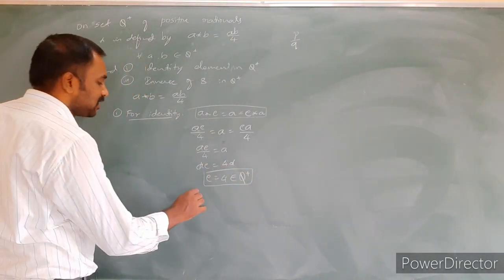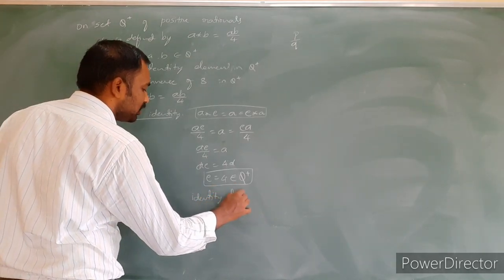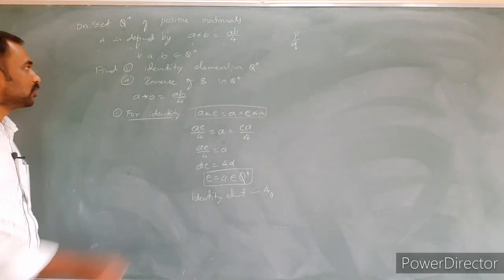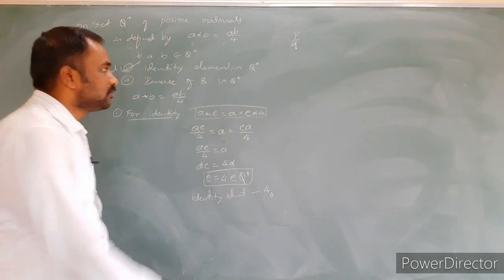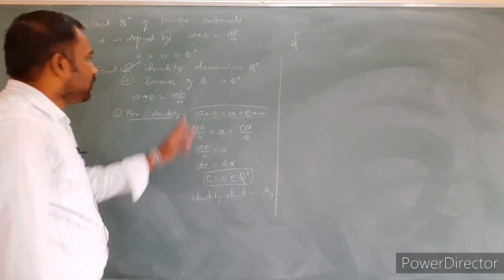Therefore, what is the identity element? The required identity element is 4. First case is over. Now come to the second case. What is the second case? Find the inverse of an element 8.